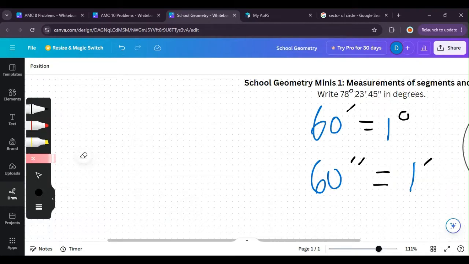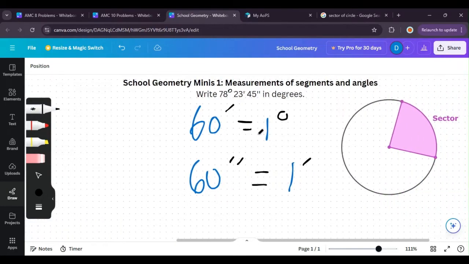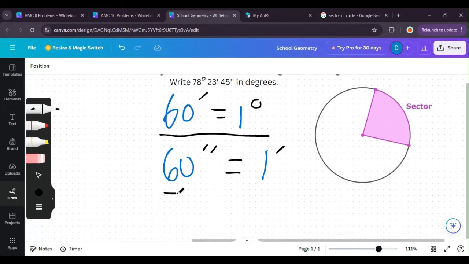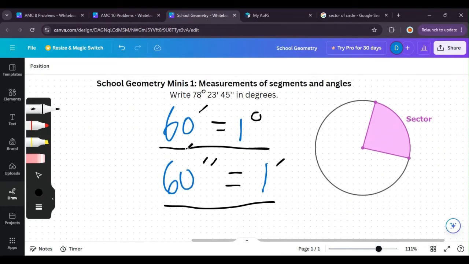Okay, so the other thing that I want to talk about relating to this problem is conversion rates or conversion factors. So 60 minutes is equal to 1 degree, and 60 seconds is equal to 1 minute. I'm pretty sure everyone knows that 60 seconds is equal to 1 minute, but if you didn't, here it is. And what does 60 minutes is equal to 1 degree actually mean?